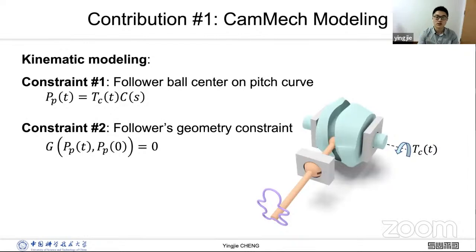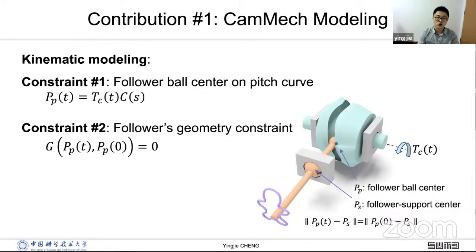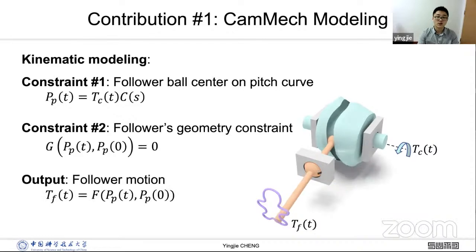And the second constraint is the follower's geometry, which has different formulations for different types of follower support joint. Take this CamMech 2R as an example. It can output motion on a spherical surface, where PP is the follower ball center, and PS is the follower support center. The distance between these 2 points, PP and PS, is constant since the follower is a rigid body while moving. We get the formulation like this one. This is the geometry constraint. With these 2 constraints, we can compute the position of the follower ball center and get the motion of the follower. See the video like this one.